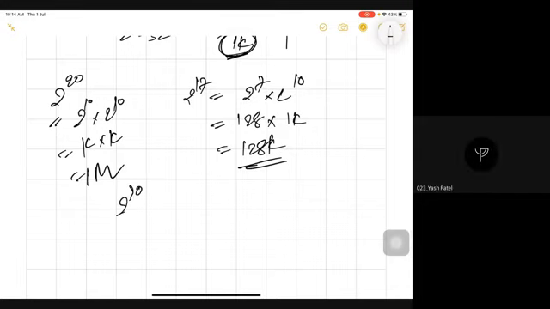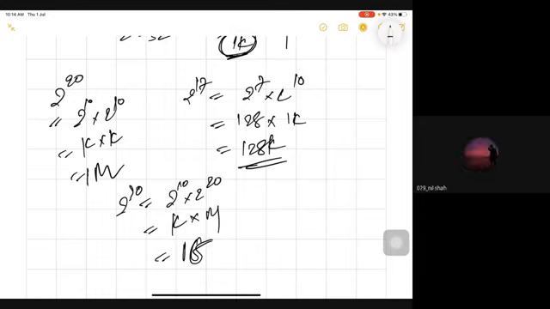2 raised to 30 is equal to 2 raised to 10 into 2 raised to 20. 2 raised to 10 is K into M. Kilobyte into megabyte is equal to gigabyte. So this is G, 1G. Done?